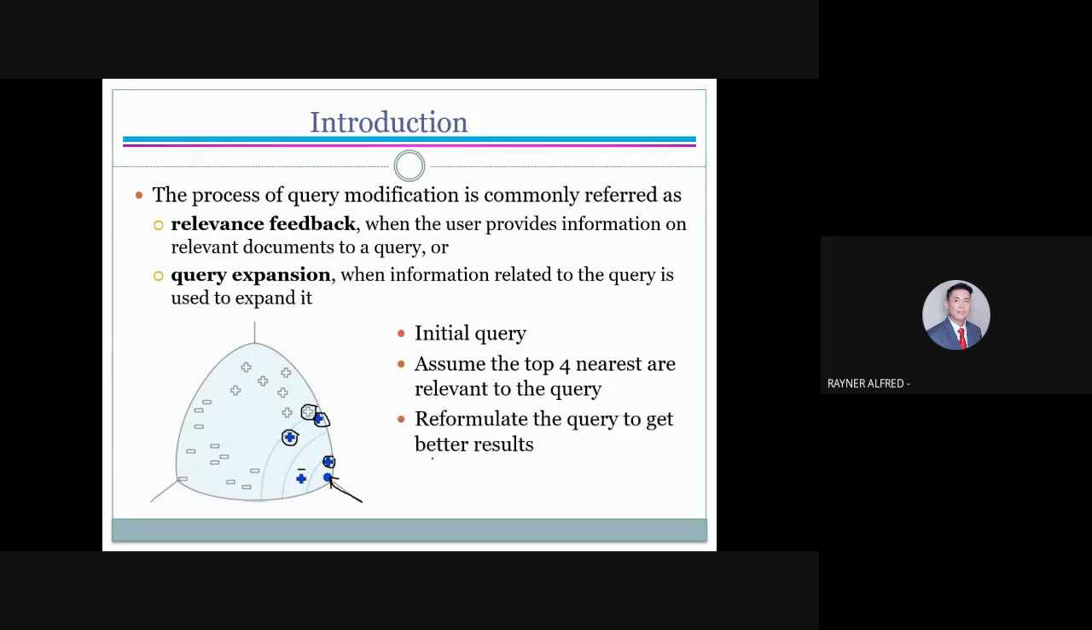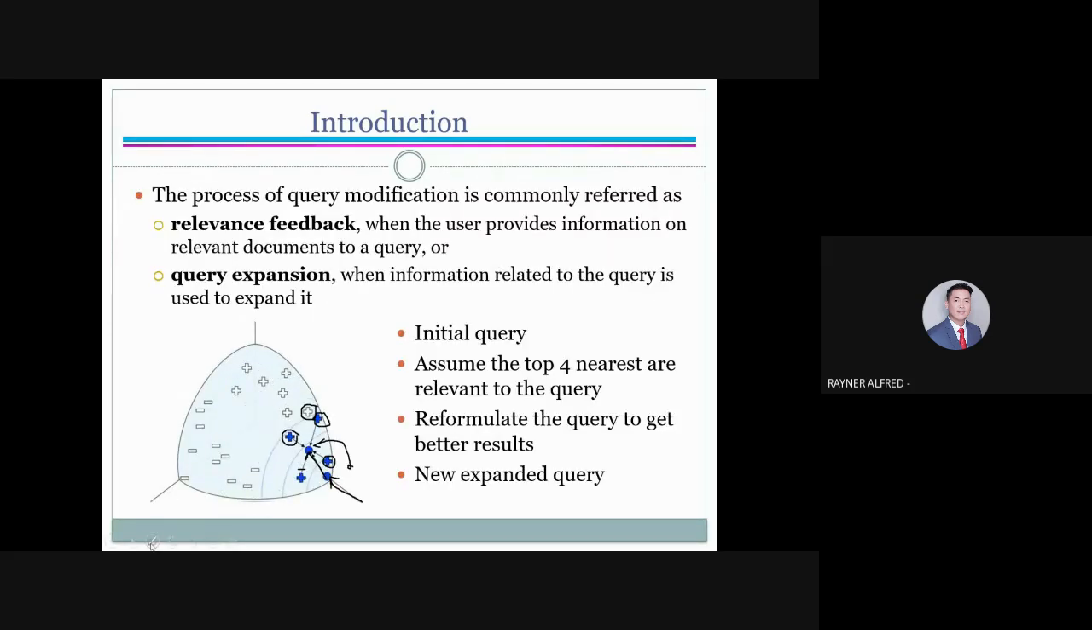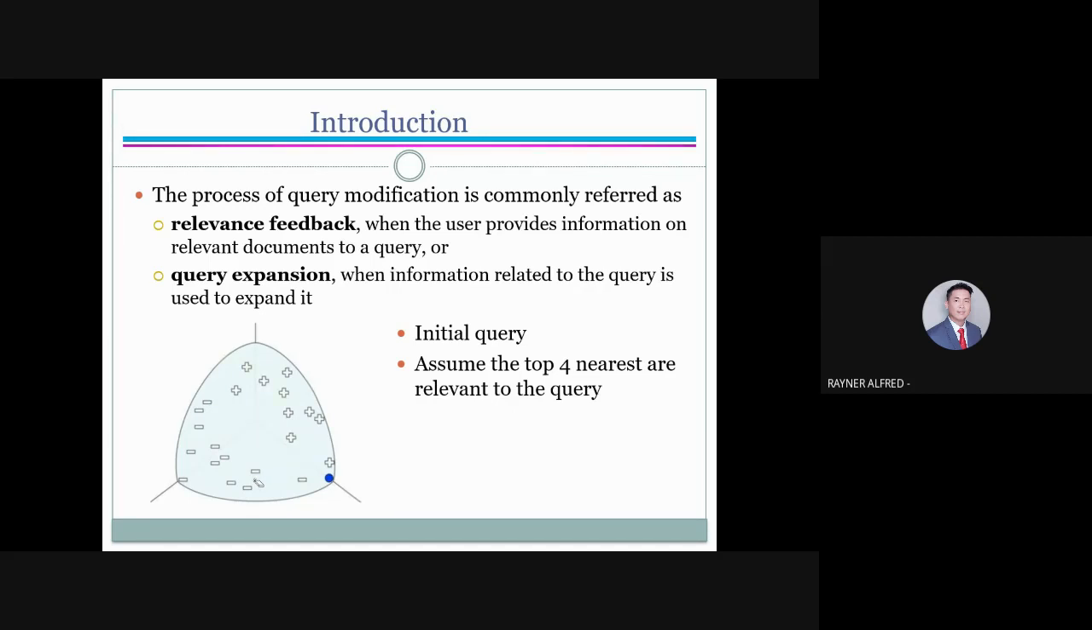Okay, so what we want to do is reformulate the query to get a better result. We want to move the point from here to here so that it will be at the center of the four nearest that are relevant to the query. Meaning that when we move from here to here, we are changing the query, the keywords in our query. So that is the process that we have. So basically we have the initial query, and we assume the top four nearest. So the top four nearest are these ones. Then we move the query to the middle by reformulating the query to get better results.